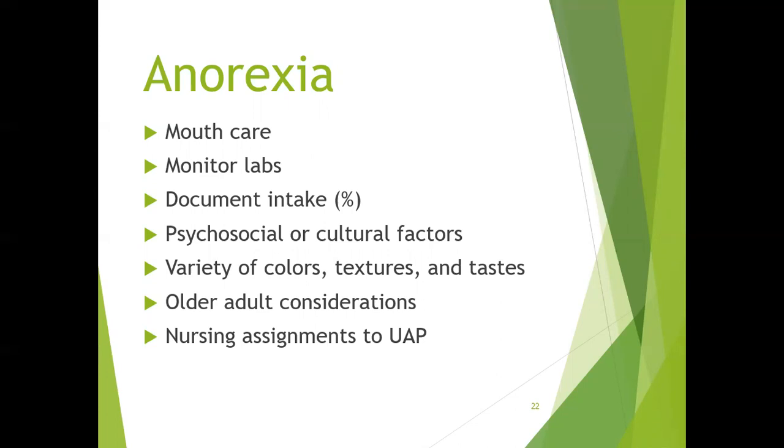A total protein and an albumin will also likely be drawn on a patient with a GI issue. Total protein detects altered protein metabolism, and it is decreased if the patient has liver failure. Albumin also detects altered protein metabolism, so it's more effective for anorexia, as we're going to find out.